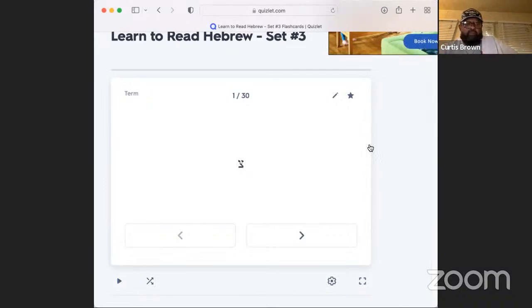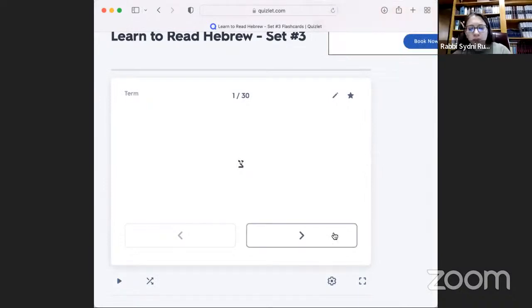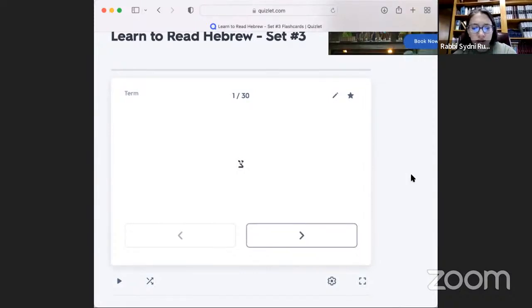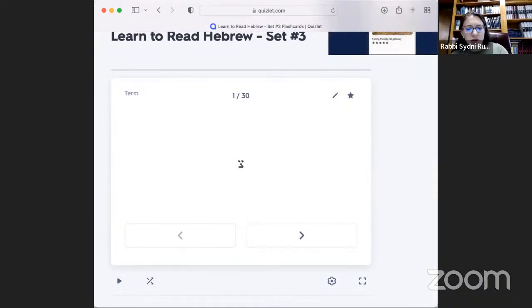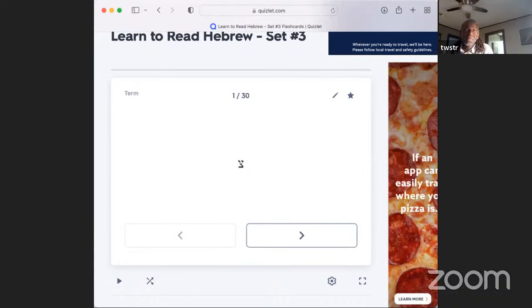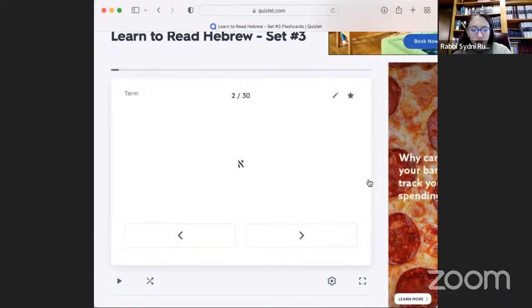Great. So let's just real quick alternate between Dr. Strain and Curtis, and the two of you can say what's the letter that you see. I thought it was a Tsadi. It is a Tsadi. Great. And Curtis? Aleph. Nice.